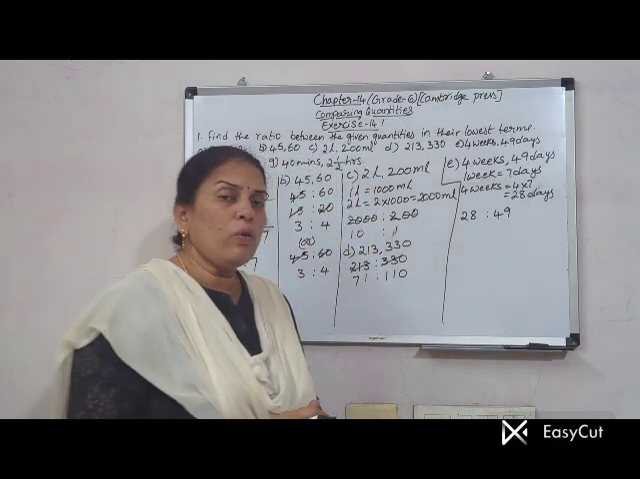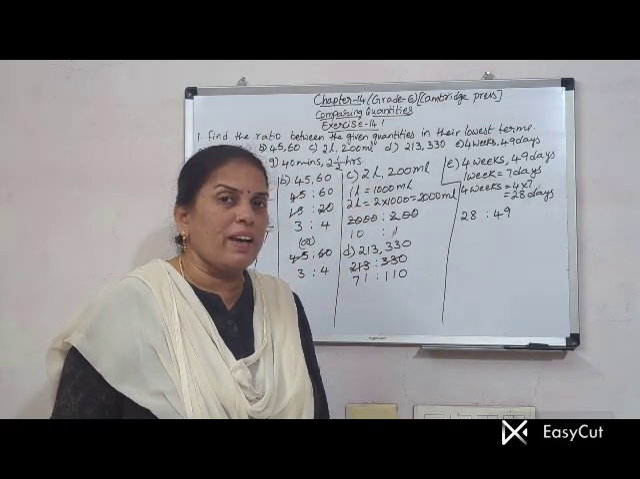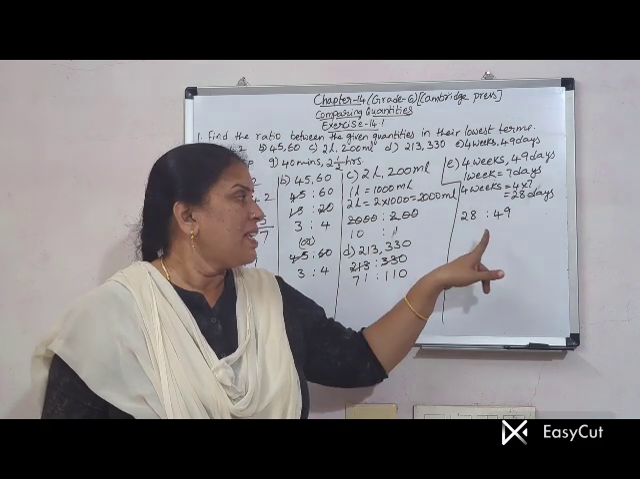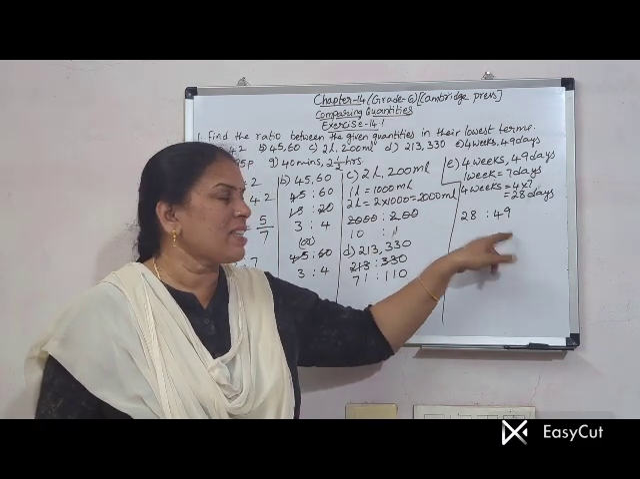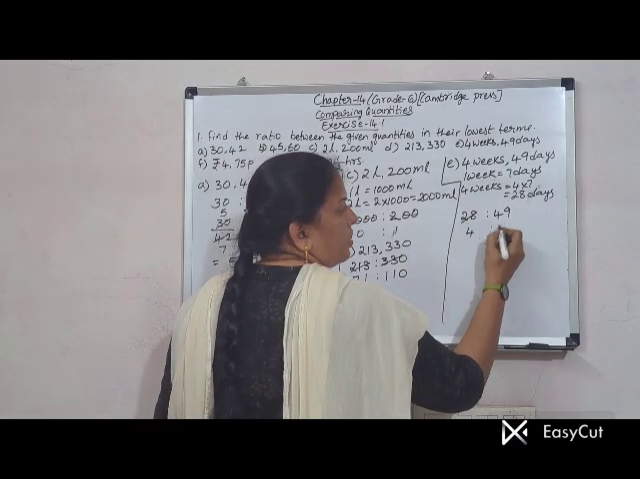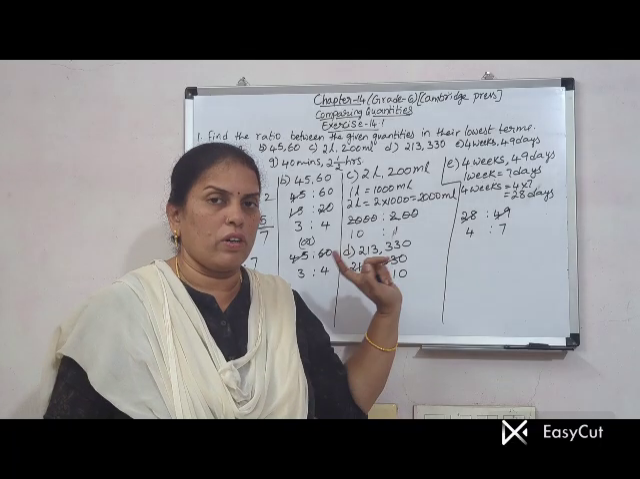Now, which table does it divide? 28 and 49. Those two numbers are there in which table? 7 table. 7 4s are 28, 7 7s are 49. Next, 4 is to 7 we got.